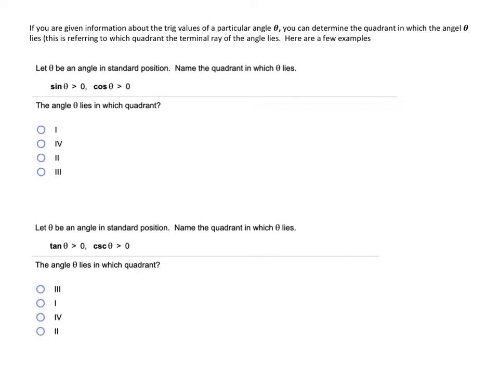Before we work this first one, I want to go back over a couple of our little memory pegs that we'll use. It looks like this. This represents the 4 quadrants of the unit circle, and we use our little memory peg, which stands for all students take calculus. The quadrants are, this is quadrant 1, and they like to write it in Roman numerals. This is 2, 3, and 4.